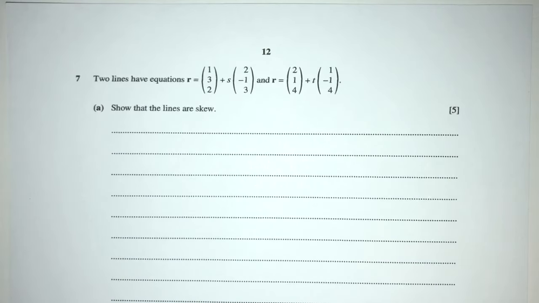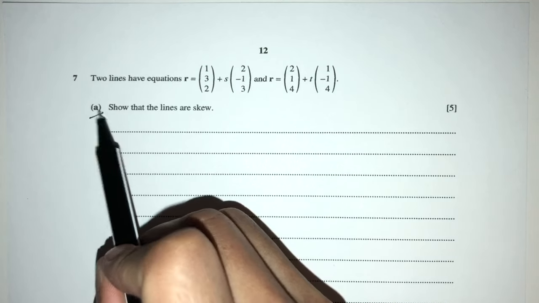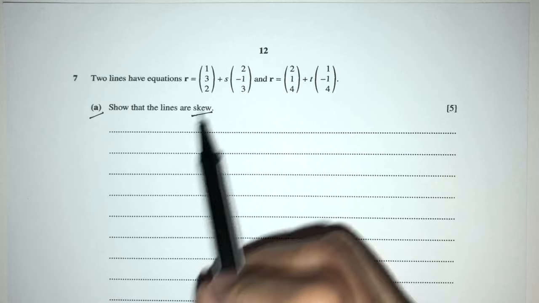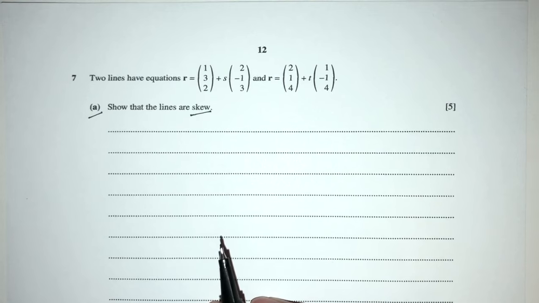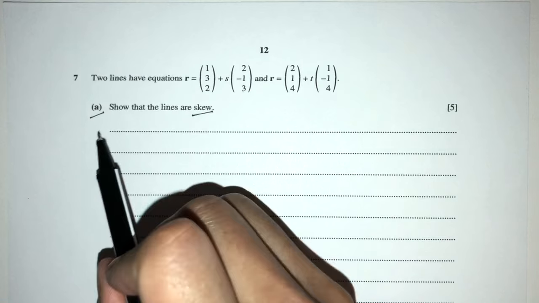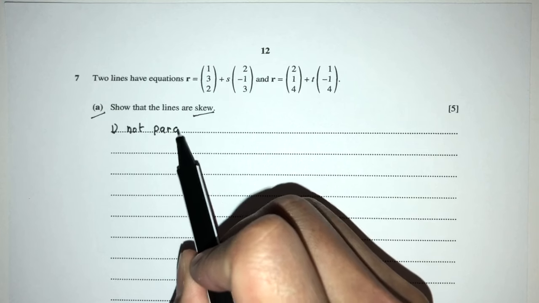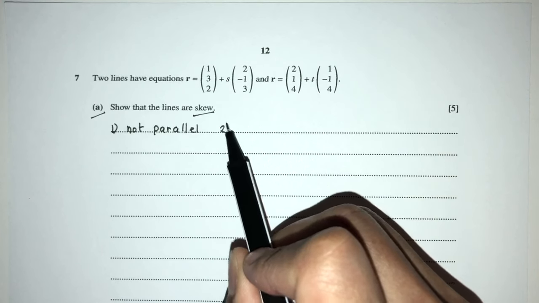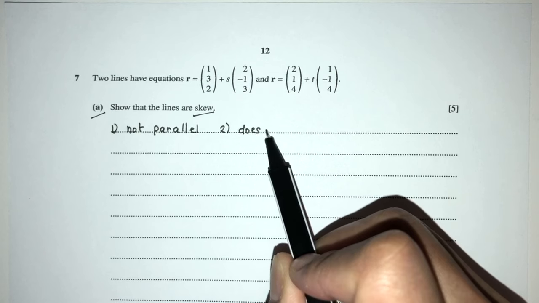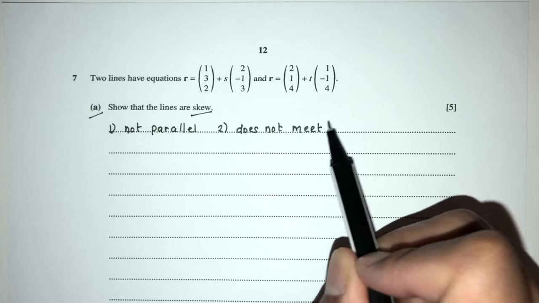Now let's move on to question number 7. So we have two lines with equations r equal to this and r equal to this. Now part 1, we have to show that the lines are skew. Now what is the meaning of the lines being skew? So there are two conditions that we have to show so that the lines are skew. The first one is it is not parallel. That's the first condition. And the second one is it does not meet each other. So we have to show each of those so that we can prove the two lines are skew.